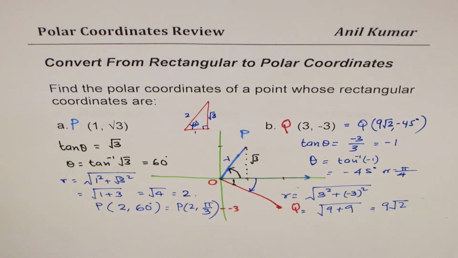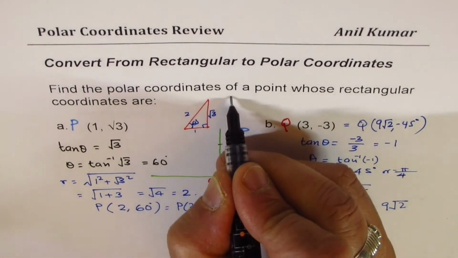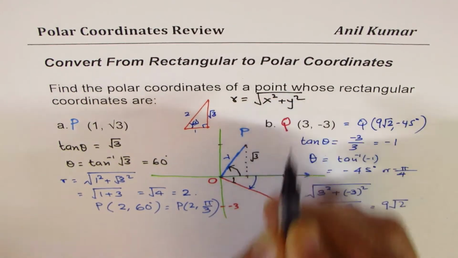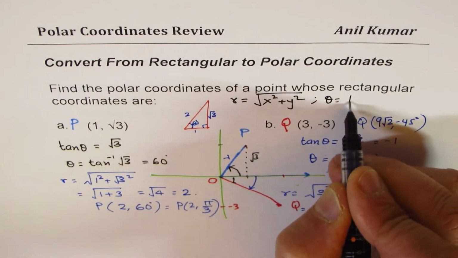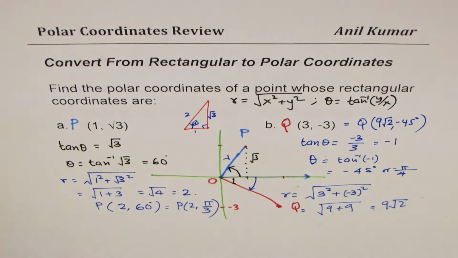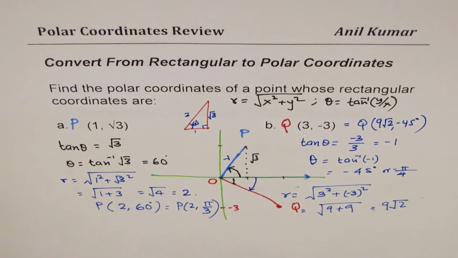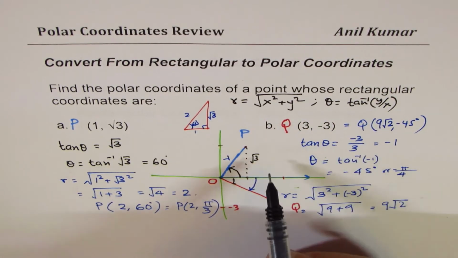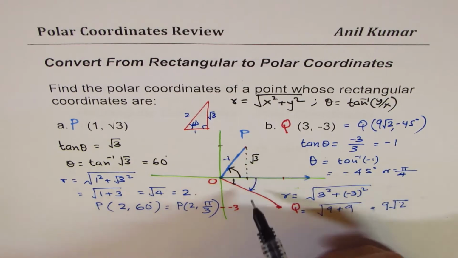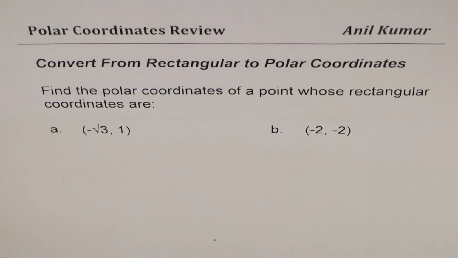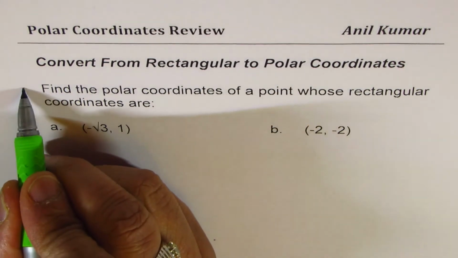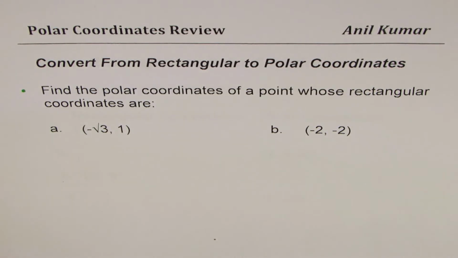So what we learned here is basically two formulas to convert: r is equal to the square root of x squared plus y squared, and theta is equal to tan inverse of y over x. Now it is also very important to understand that we have to make some adjustments for the angle theta. The examples I took were straightforward. Now we have two more questions on converting rectangular to polar coordinates, and I hope they give you more insight into what we just learned.